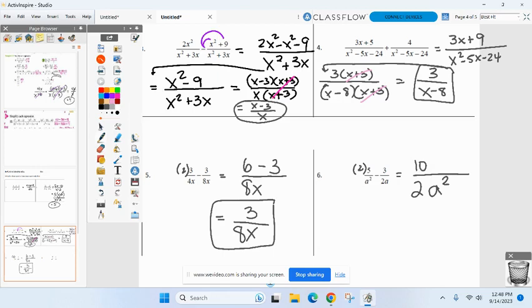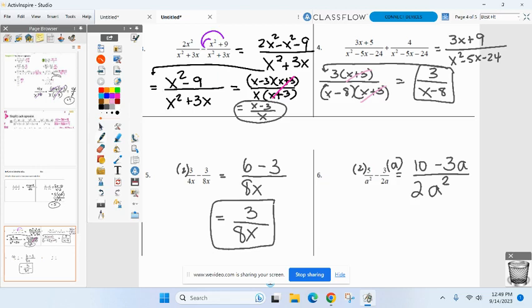What's the denominator in the second one? 2A. Now think, all right, what do I multiply 2A by to get 2A squared? A. Everyone, A? So that's what I multiply the 3 by. So minus 3A. Anybody think they can simplify?